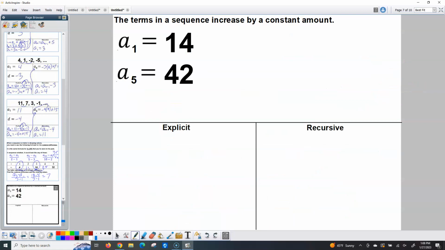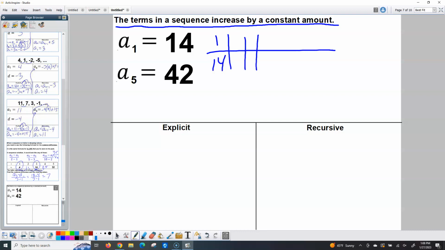The terms in a sequence increase by a constant amount. This is me telling you that this is going to be an arithmetic sequence if it's increasing by a constant amount each time. So the first term is 14, the fifth term is 42. This is the same thing as the last problem. If I had a chart like I just had, and the first term was 14, and you come over here to the fifth term, and the fifth term was 42.